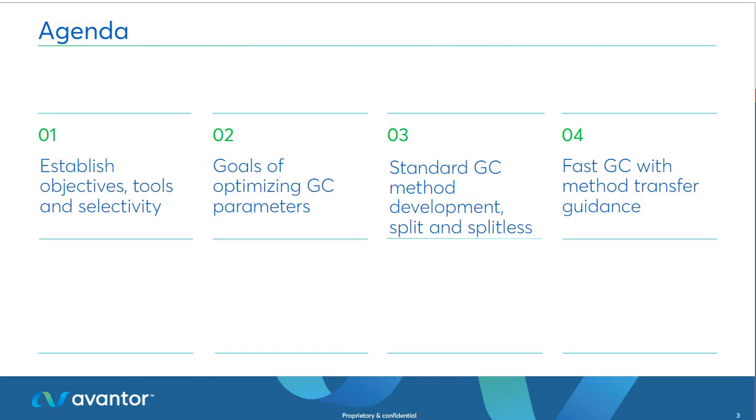Hi everyone, this is Kirsty and we're going to go through the agenda. We're going to go through establishing objectives, tools and selectivity in GC development. We're going to have a look at goals of optimizing the GC parameters, standard GC method development with split and splitless injections, and then we're going to go on to fast GC with method transfer guidance.